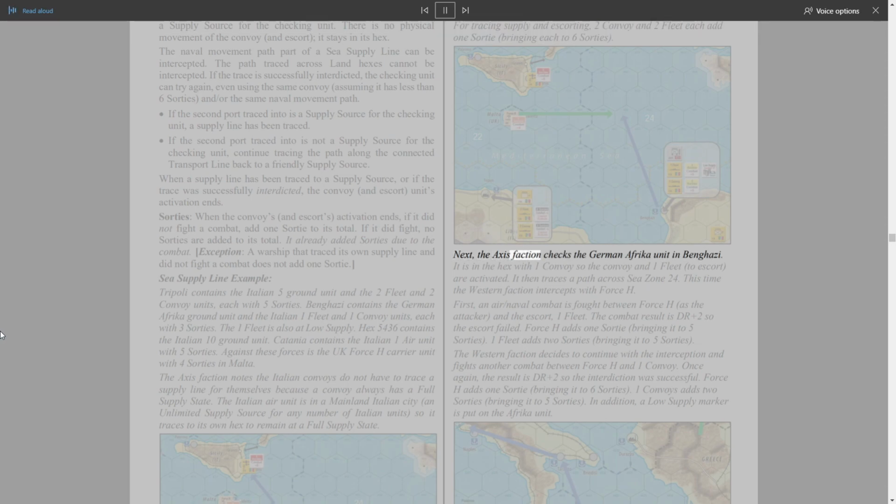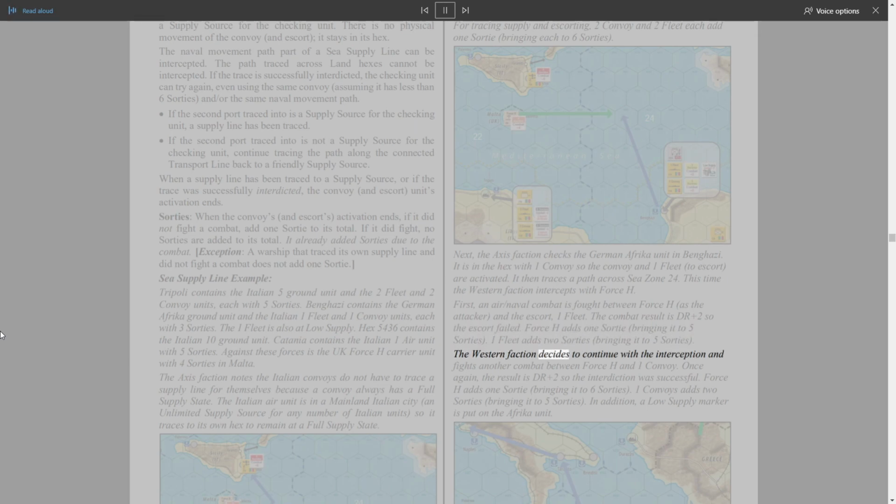Next, the Axis faction checks the German Africa unit in Benghazi. It is in the hex with 1 convoy, so the convoy and 1 fleet to escort are activated. It then traces a path across Sea Zone 24. This time the Western faction intercepts with Force H. First, an air-naval combat is fought between Force H as the attacker, and the escort, 1 fleet. The combat result is DR+2, so the escort failed. Force H adds 1 sortie, bringing it to 5 sorties. 1 fleet adds 2 sorties, bringing it to 5 sorties.